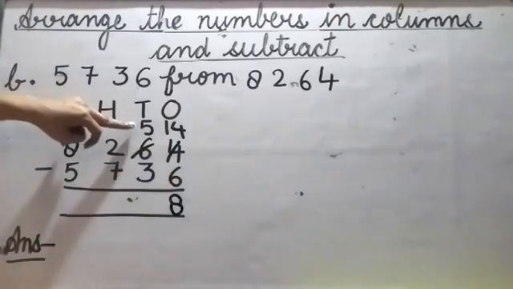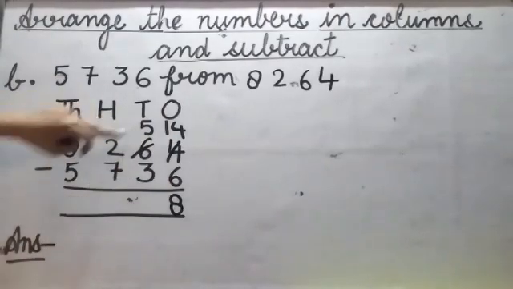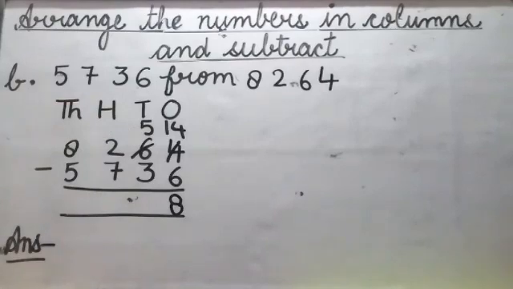Now next is 5 minus 3. 5 is bigger than 3. So no need to take borrow. 5 minus 3 is equal to 2.